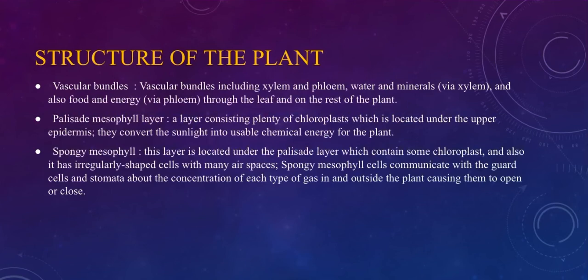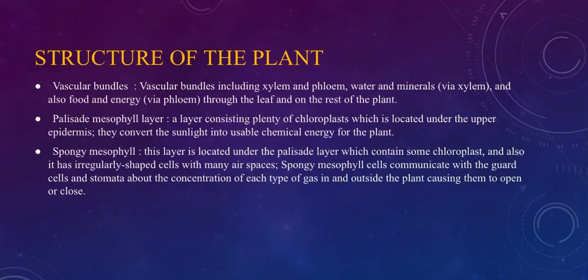For example, if in the spongy mesophyll cells, in the air spaces, there is more oxygen in the plant compared to the outside of the plant, then the oxygen cannot enter the plant. It has to be released. And this is exactly the same for carbon dioxide. For example, we need carbon dioxide in order to produce those chemical energies, and also oxygen as a byproduct in the process of photosynthesis.